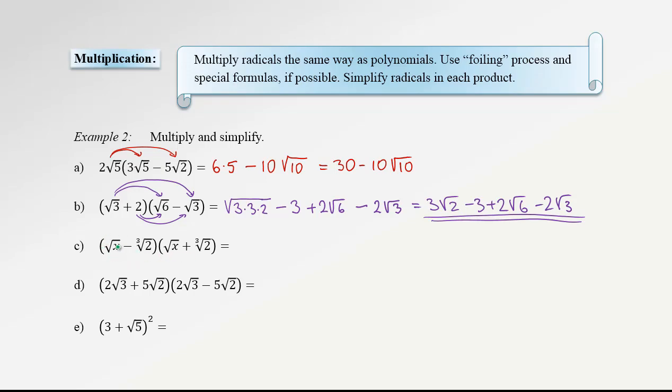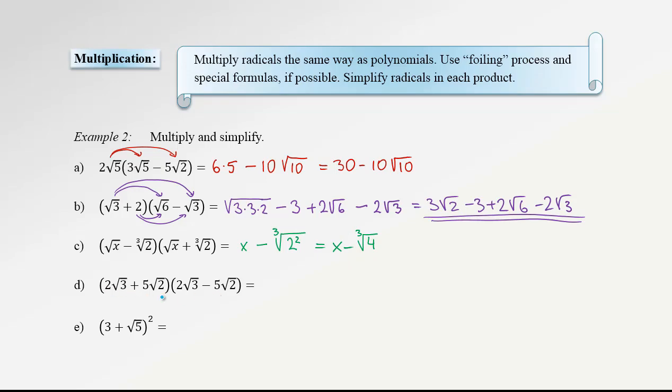Square of the first term minus square of the last term. So square of the first term is just x, because if we square the root, what's left is x. Minus, and square of the last term, that's like cubic root of 2 but it is squared, so it's cubic root of 4. Unfortunately, cubic root of 4 can't be simplified, so that's our final answer, x minus cubic root of 4.